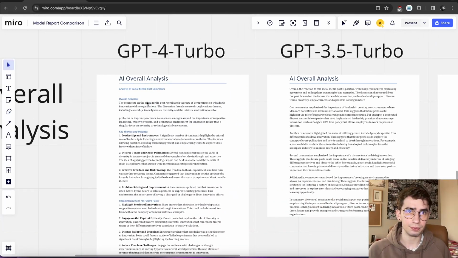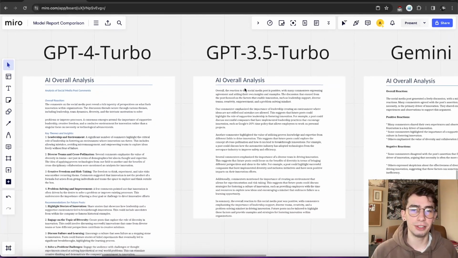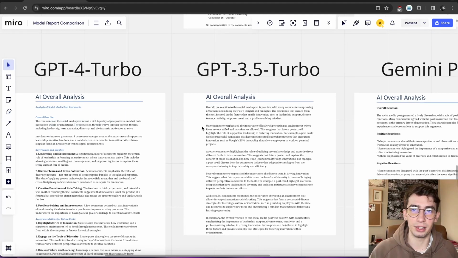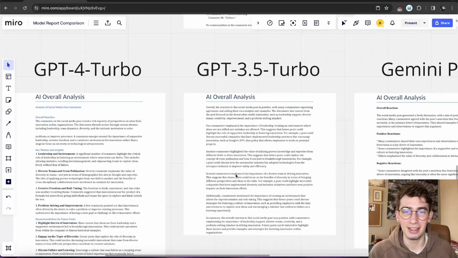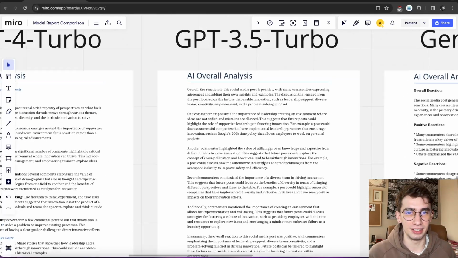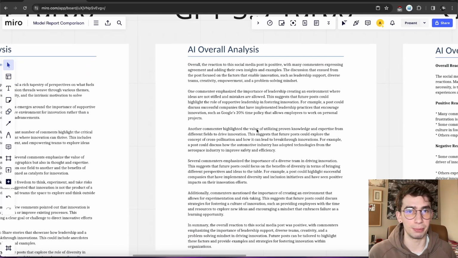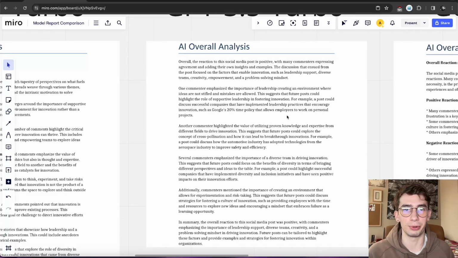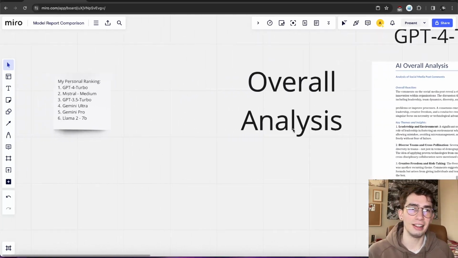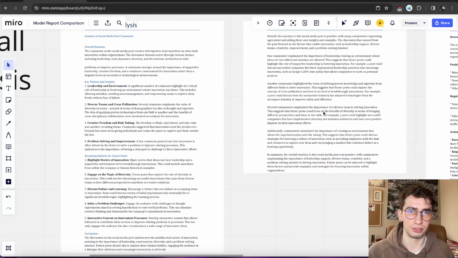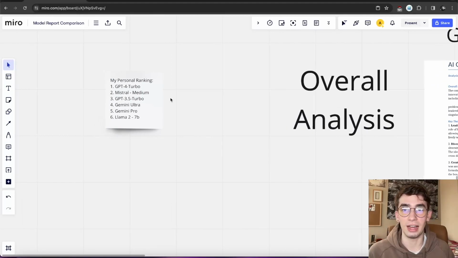3.5 Turbo then came in third, giving the overall reaction and the summary pretty well. And then also some very specific examples, though its formatting wasn't great since it did just do a block paragraph format sequentially. But it did give some decent examples, even things like Google's 20% time policy that allows employees to work on personal projects. It highlighted some really good examples there. So I thought this was a decent takeaway when asked for an analysis.